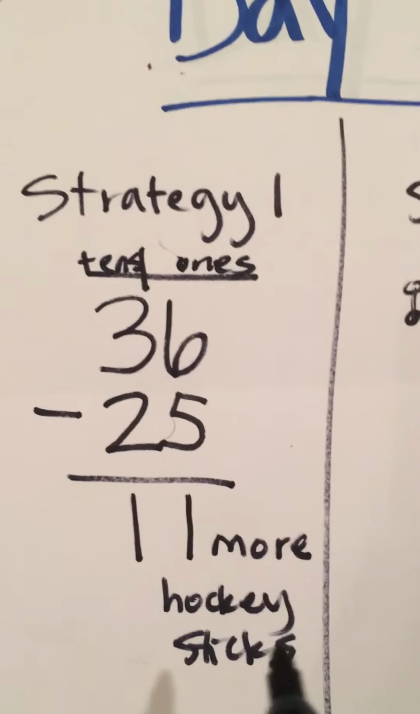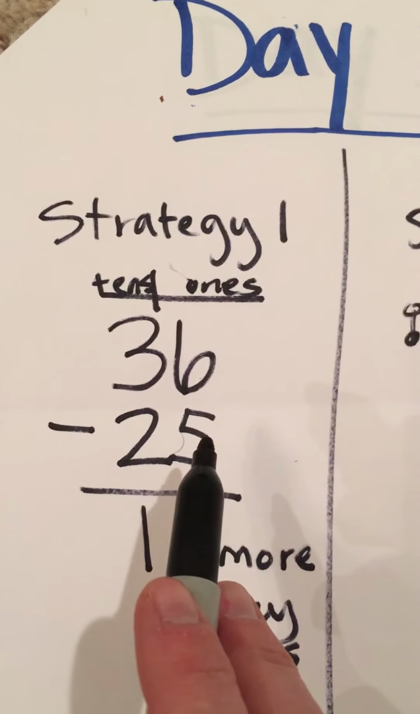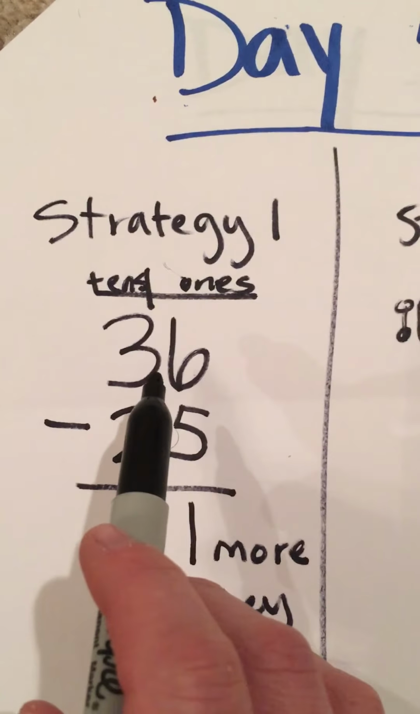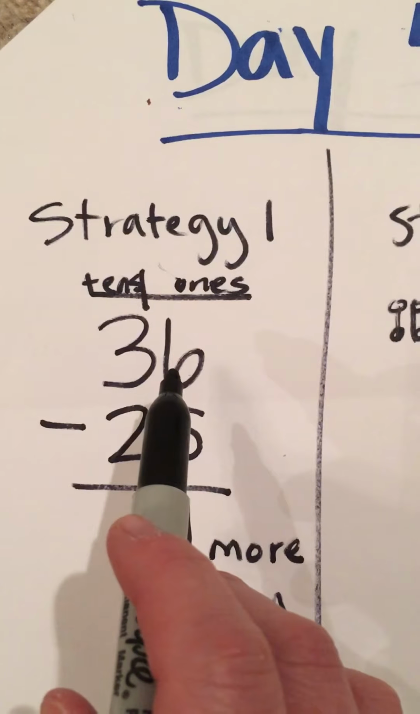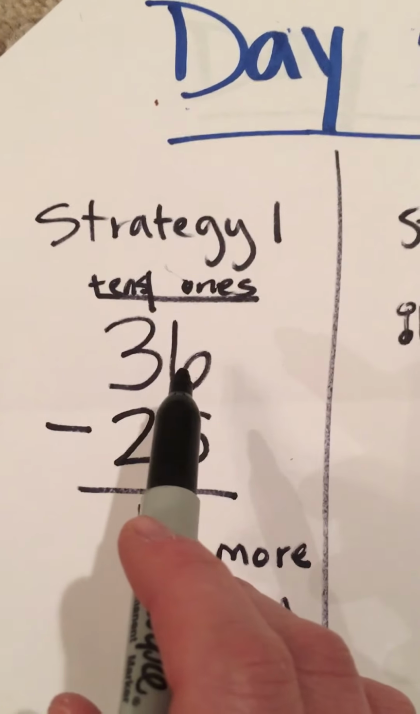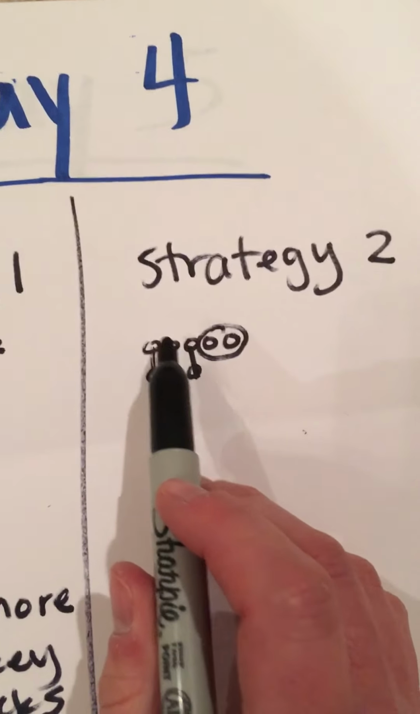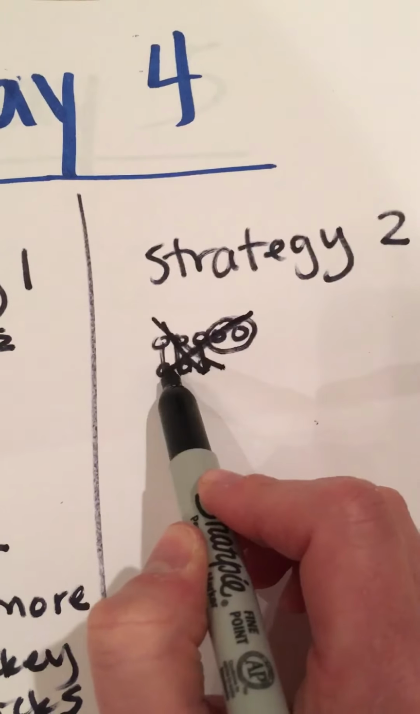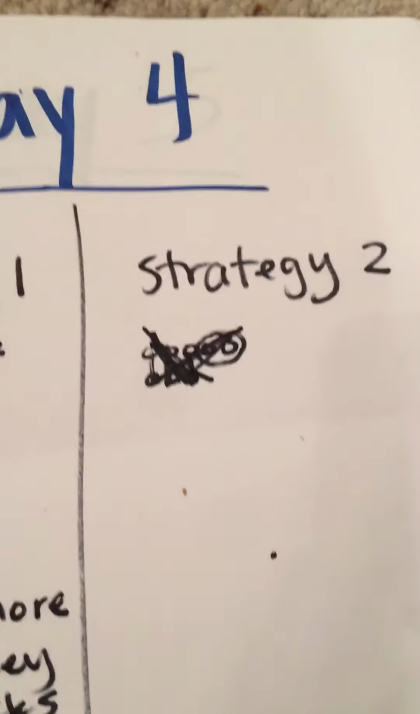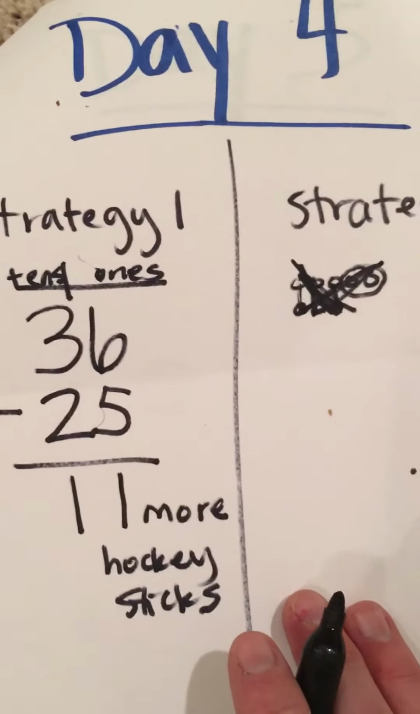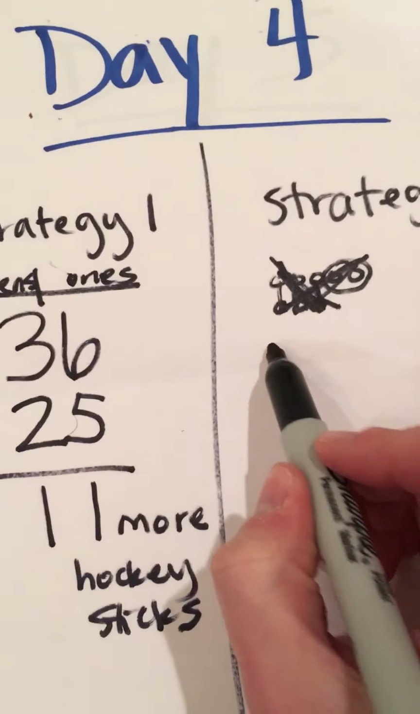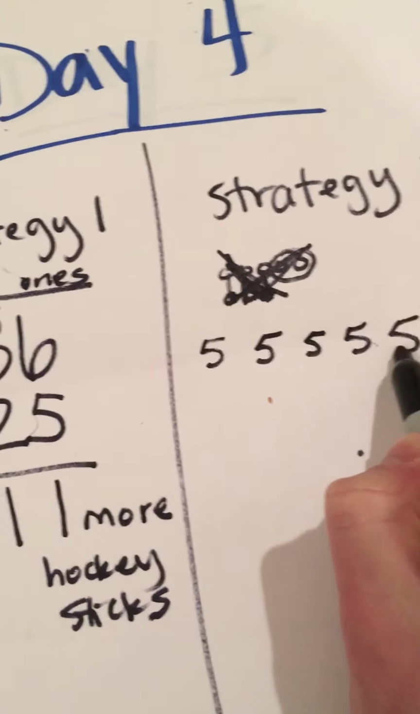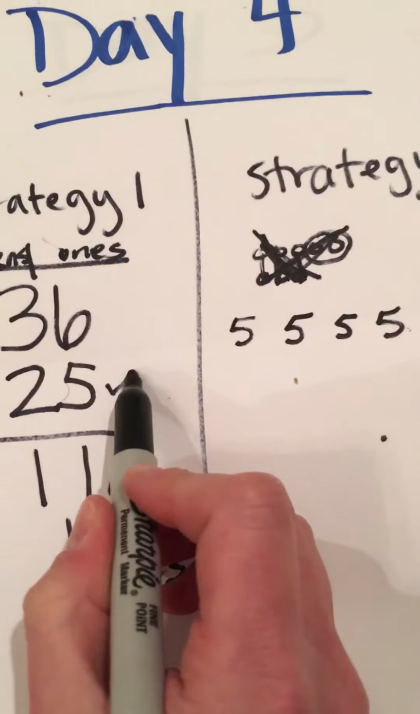And when I look at these numbers, I notice that I can get to 25 by counting by 5s. I could also get to 35, which is really close, by counting by 5s. So let me do that. Instead of just one circle for each, let me go ahead and mark this out because I was just showing you how we compare. And I'm going to count by 5s until I reach 25. 5, 10, 15, 20, 25. Okay, that takes care of this number.